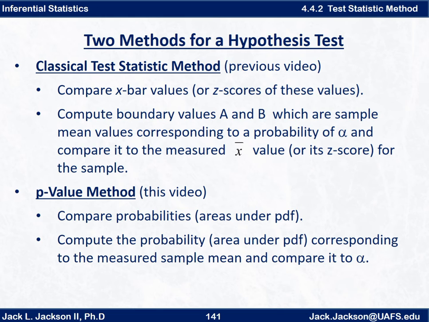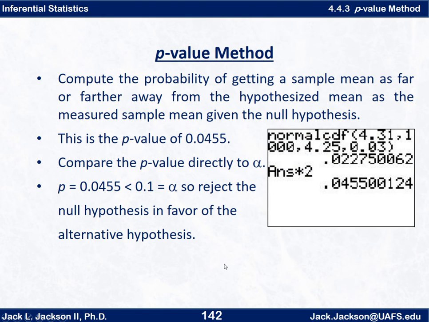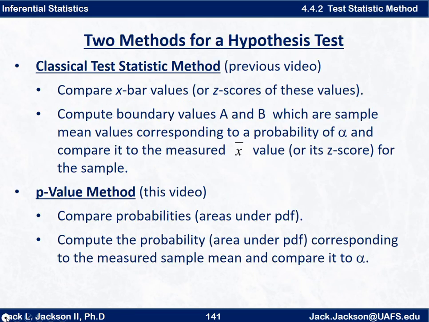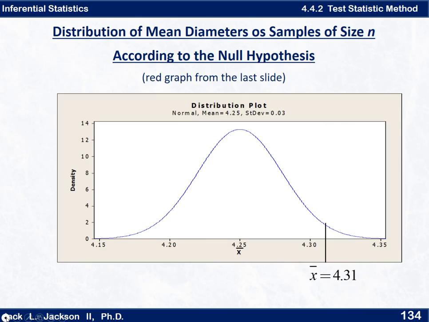And this time, instead of comparing z-score to z-score, we're going to compare probability to probability. We're going to compare a p-value, which is a probability value, to alpha, which is also a probability. Okay? And so let's look at the example here. So let's continue with the last example from the last video. I should have reused this slide there, but let me back up and I'll show you the slide with the setup.